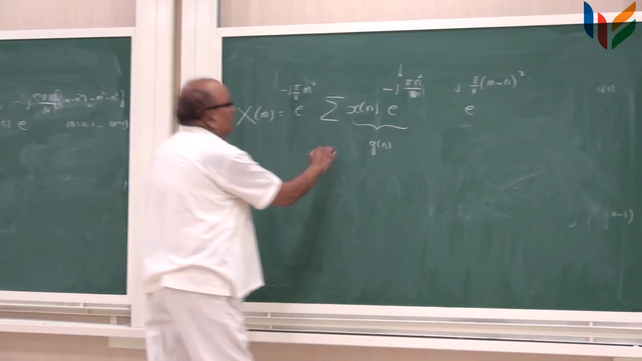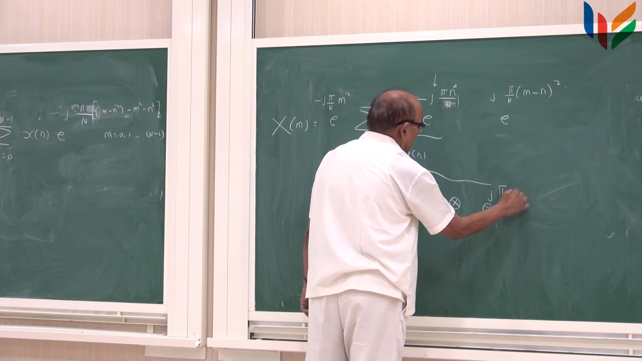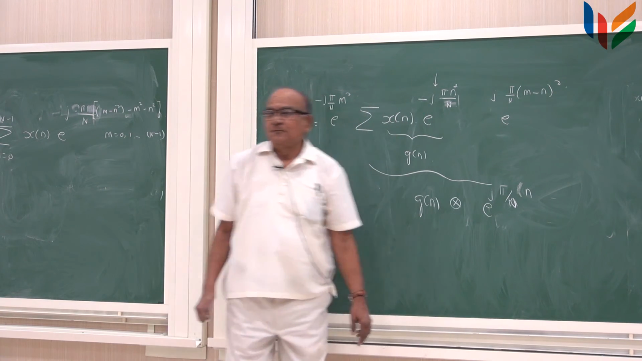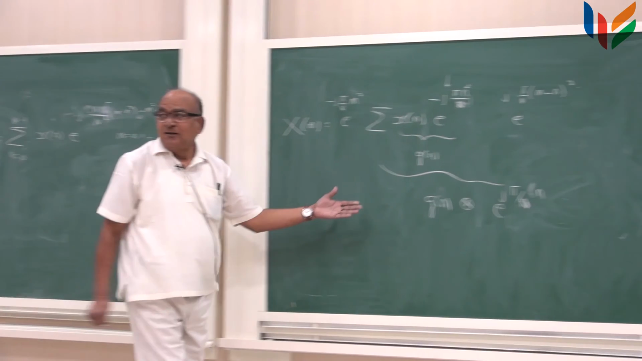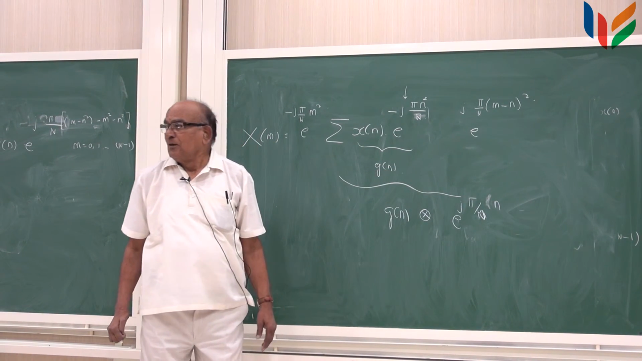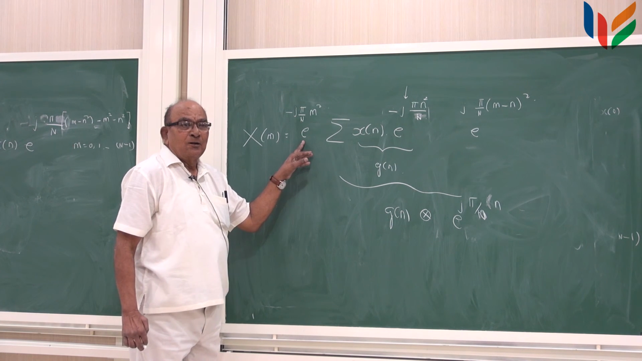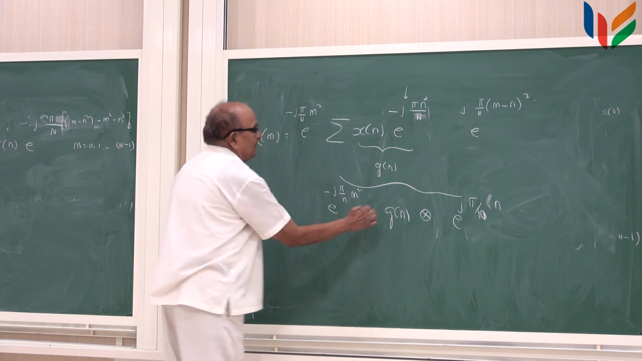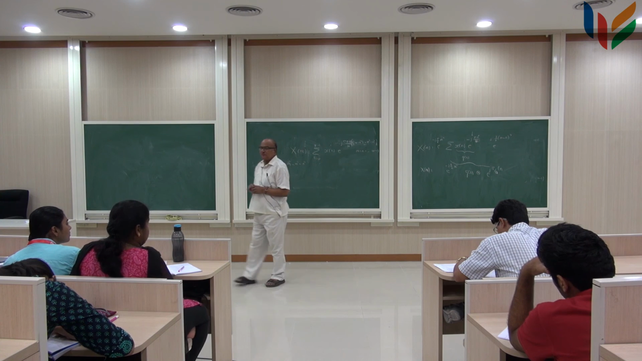So, this operation is nothing but g of n convolved with e to the power of j pi by n. You agree or not? Because this is convolution. So, if you do this convolution, you get this summation. Doing the summation is convolution, the summation is taken care of, you get this function. This function has to be multiplied by e to the power of minus j pi n by m square. So, you multiply by e to the power. That will give you the Fourier transform, DFT. Very simple, but very interesting.